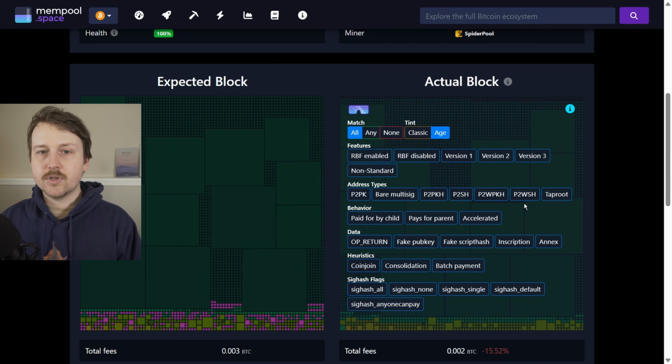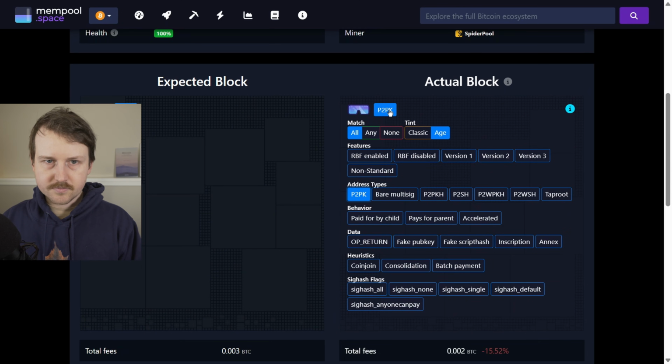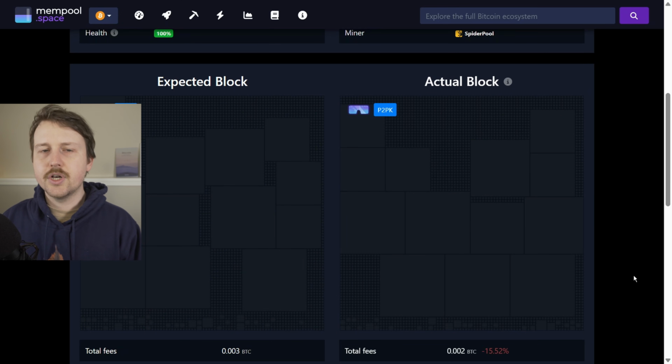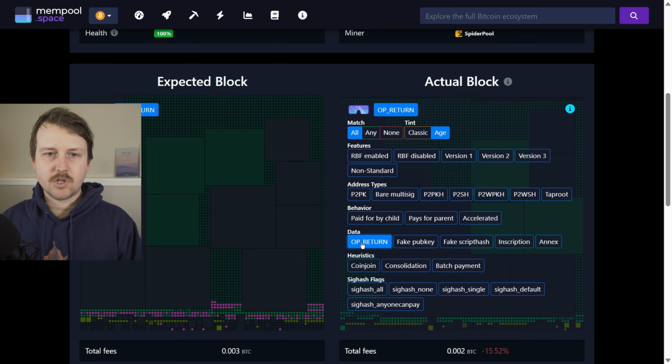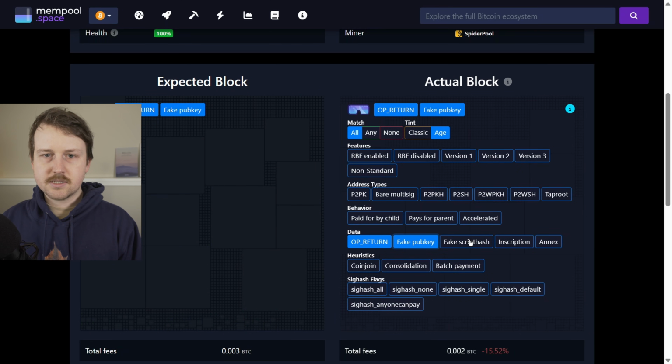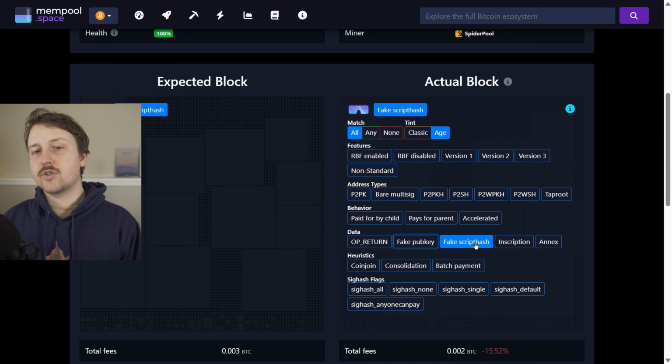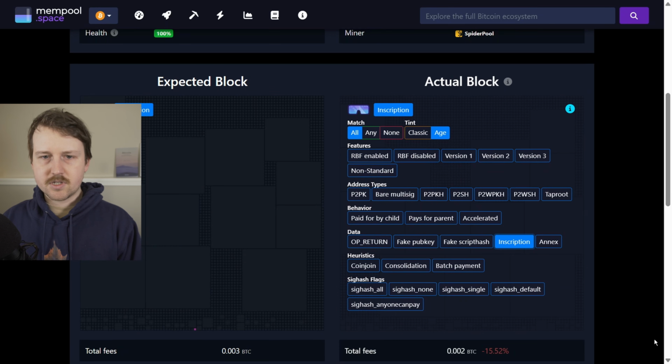So right now, most people are using the SegWit address right here, but there's older addresses as well. So P2PK is pay to public key. This was the original address type. We have taproot addresses and so on. So if you click that, and then you click the goggles off, you can see there's actually no P2PK, but if we look at older blocks, we're going to see some of that. We can see if there's OP_RETURN information in some of these blocks, if some of them are fake pubkeys, and you kind of got to do one of these at a time unless you're looking for transactions that have all of those, and whether some of these are inscriptions or not.